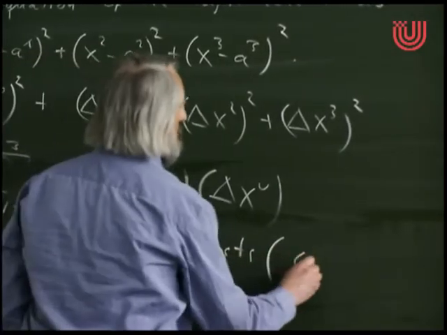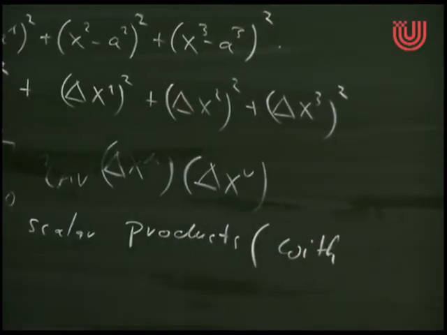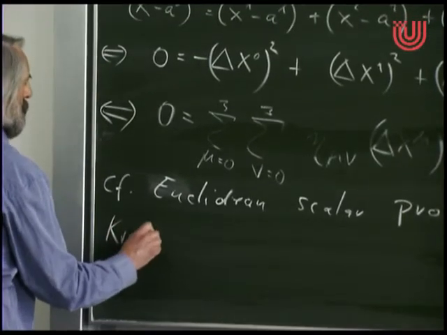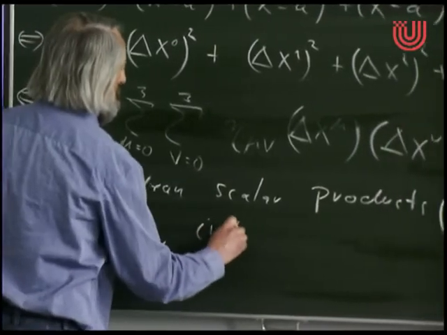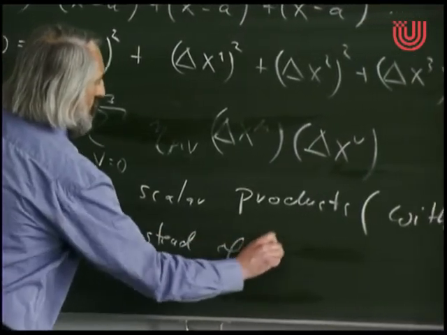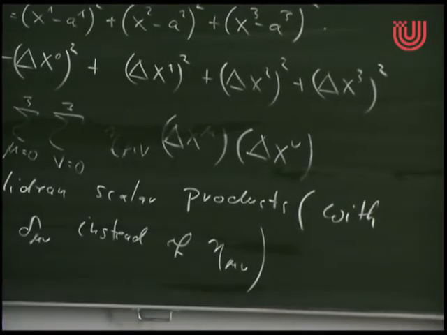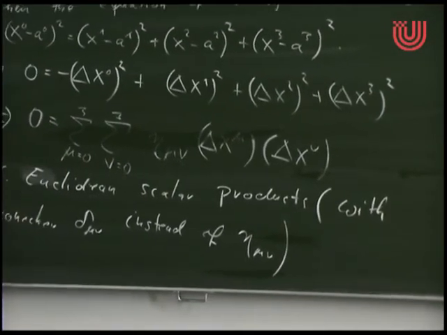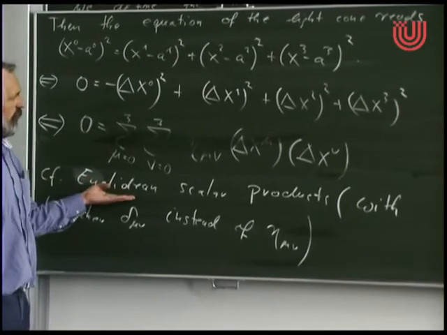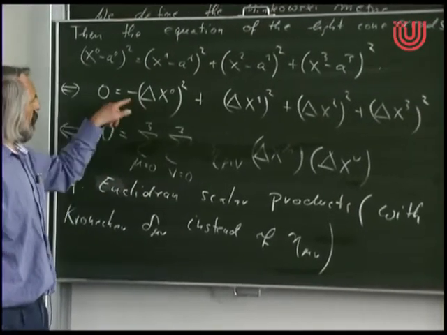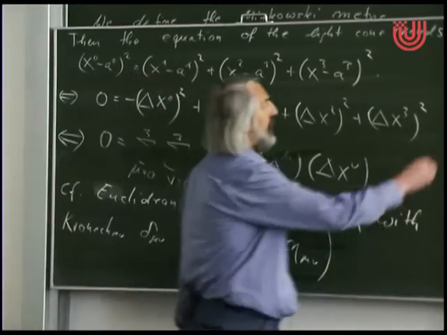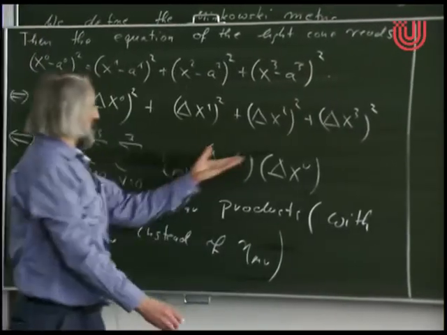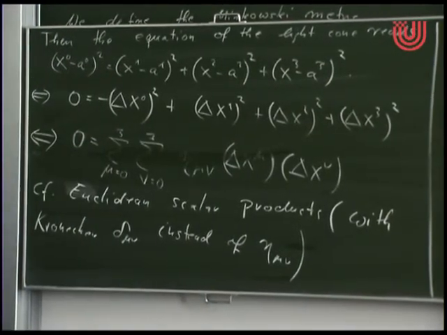And this is just with Kronecker delta mu nu instead of eta mu nu. So we are doing something which has some formal similarity to Euclidean geometry, to geometry with the Euclidean scalar product, but it has a minus sign in some place where there's no minus sign in Euclidean geometry. Okay, so this makes the equation for the light cone already nicer than the original way of writing it.